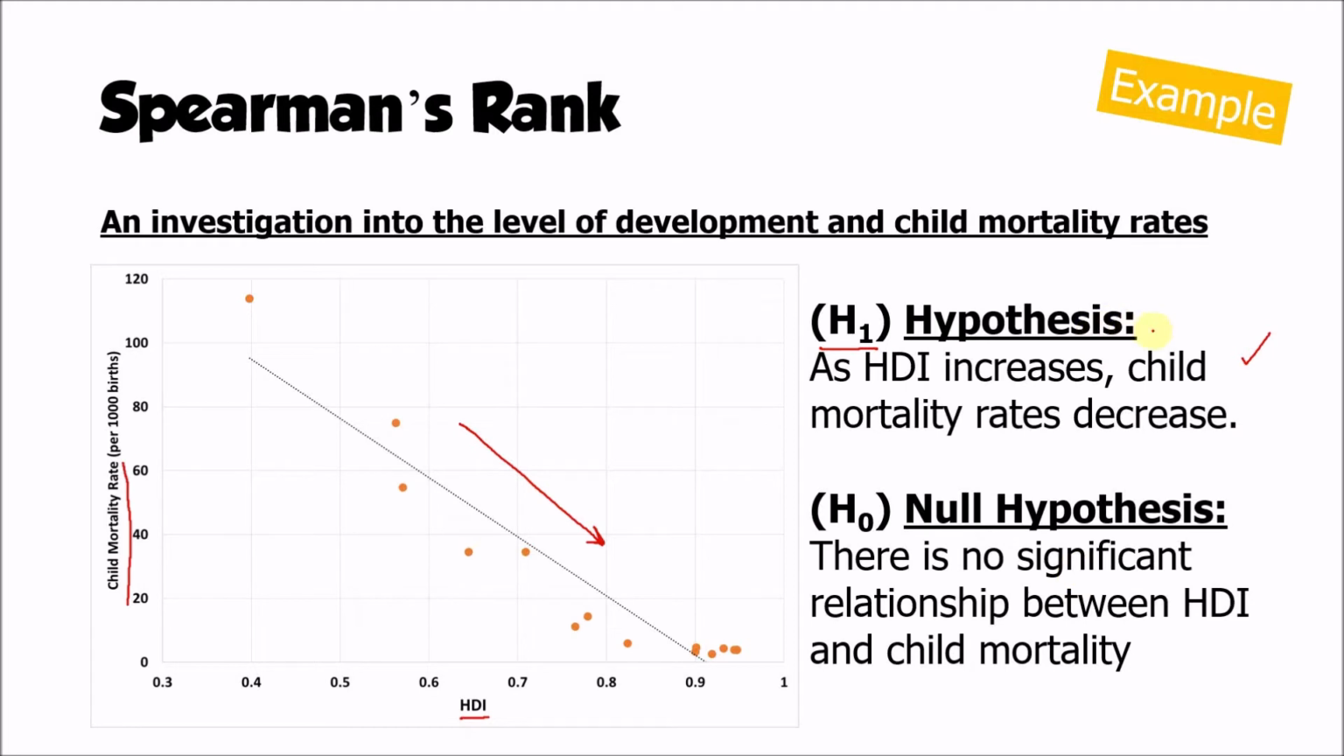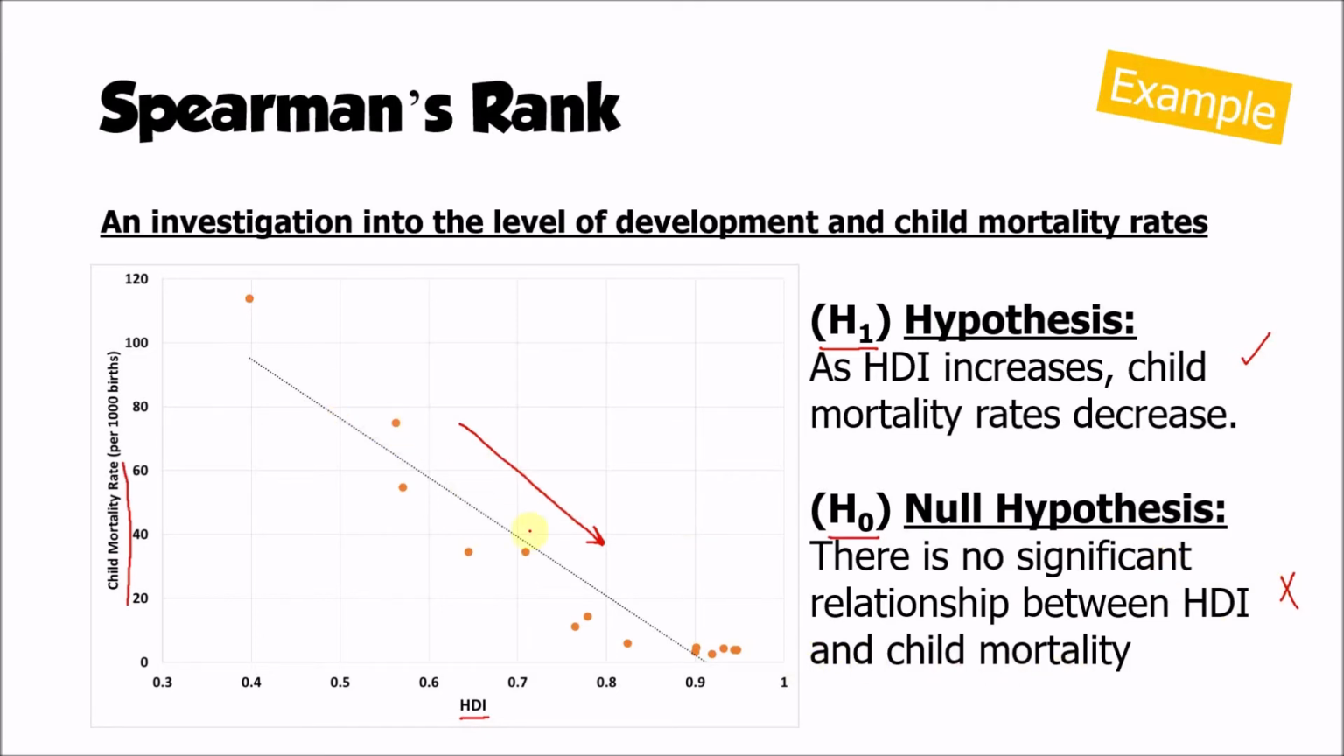If, however, we do a calculation and it turns out that it's not at a high enough level, we can't be confident enough in our result, then we would have to accept the null hypothesis, which is sometimes abbreviated as H0. Okay? The null hypothesis is always that there's no relationship between A and B. In this case, no significant relationship between Human Development Index and child mortality.